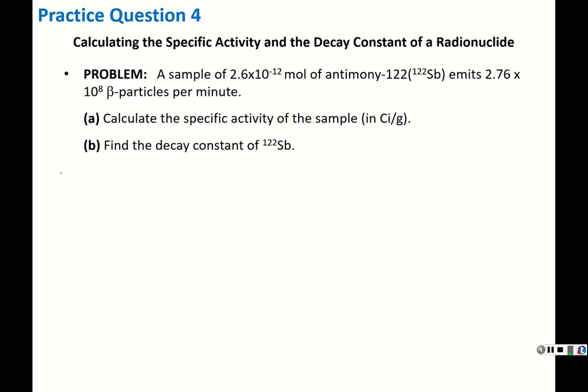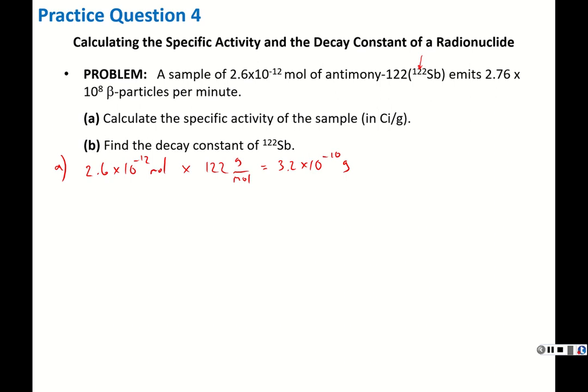Okay, so for part A, first we're going to need to convert that number of moles they gave us into a mass. So we had 2.6 times 10 to the minus 12 moles. The atomic weight is given in a sense, because that is the mass number right there, 122. So we have 122 grams per mole. And this would be 3.2 times 10 to the minus 10 grams.